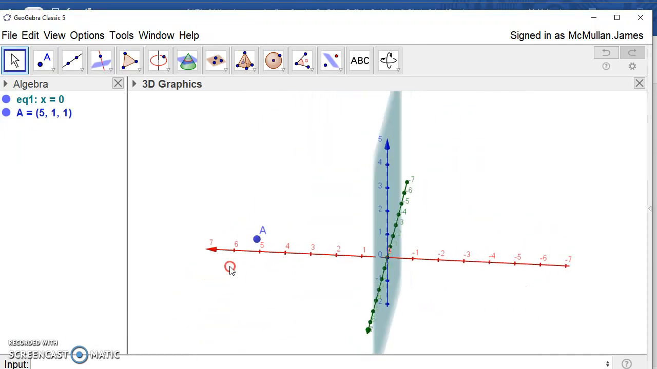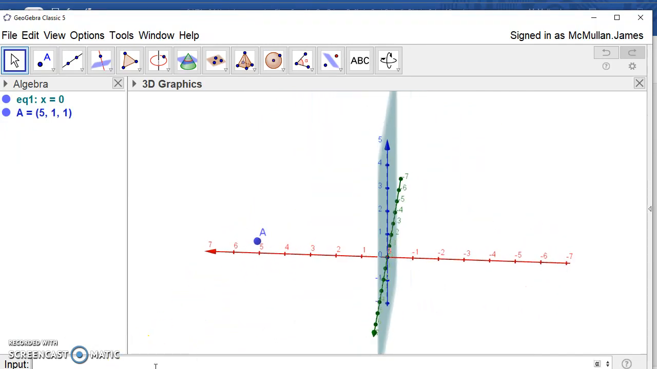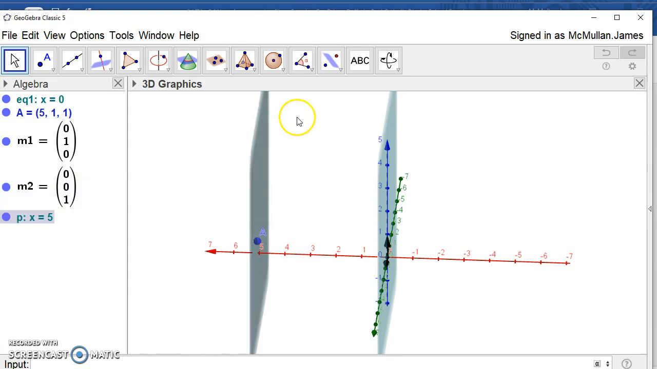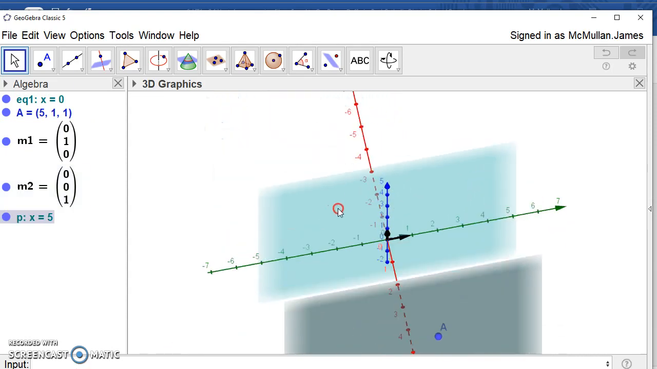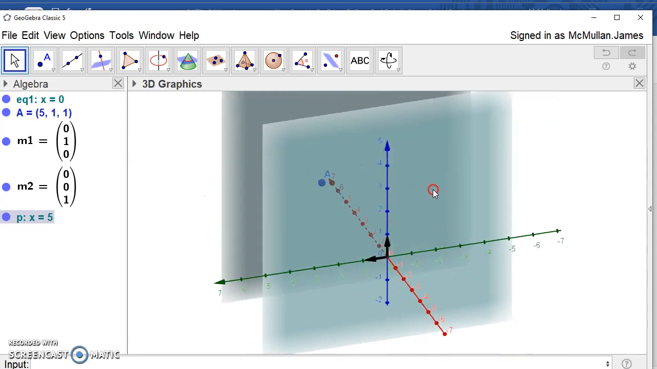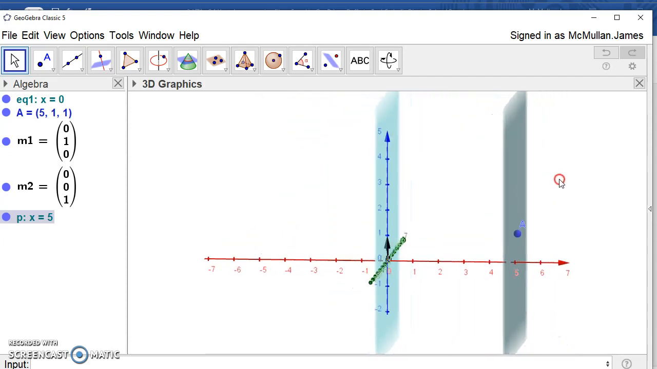So what we do is make up two vectors that we know are parallel to the plane. Any two vectors will work as long as they have an x of 0 and they are not collinear with each other. Let's do the simple example first. m1 is equal to (0, 1, 0), and m2 is equal to (0, 0, 1). Then I go plane, starting at point A using directions m1 and m2. You can see it's perfectly parallel to the one I want, but it passes through the point I want.